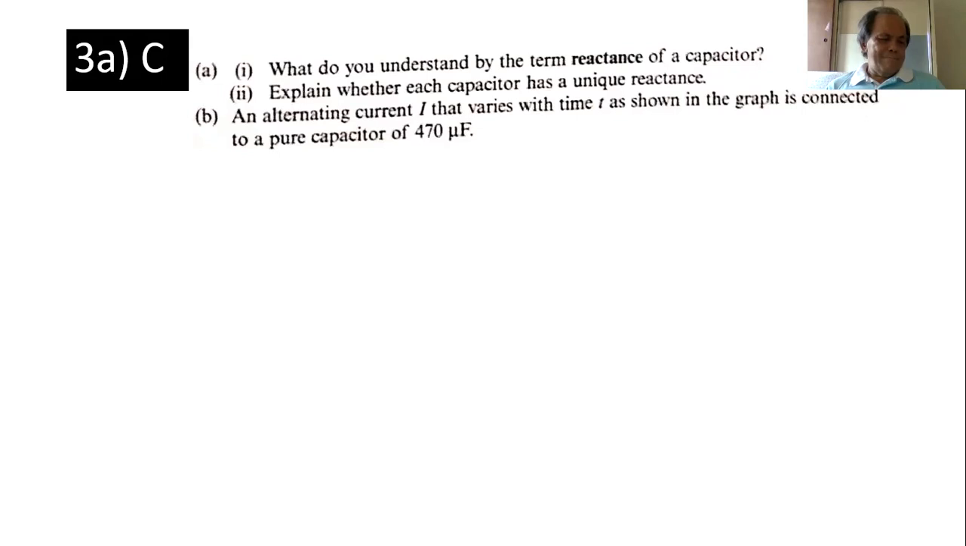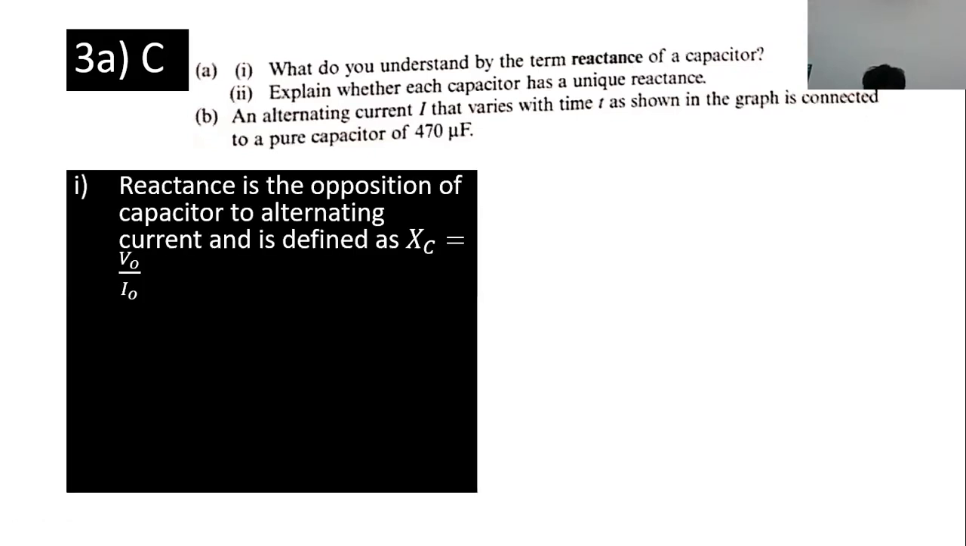Definition, memory work only, nothing much. Reactance is the opposition of a capacitor to alternating current, defined as V0 over I0. Can you explain whether the capacitor has a unique reactance?